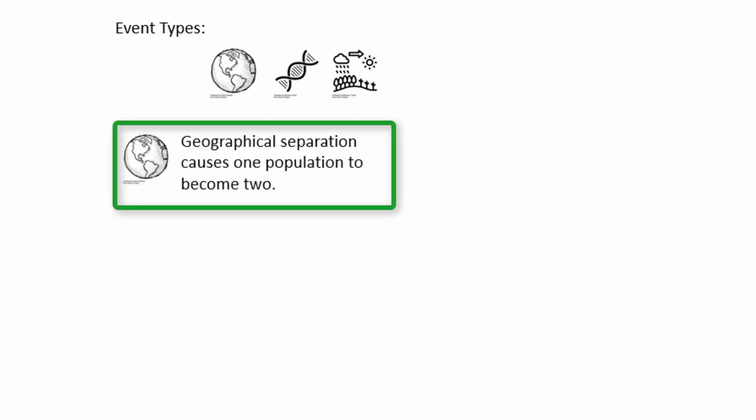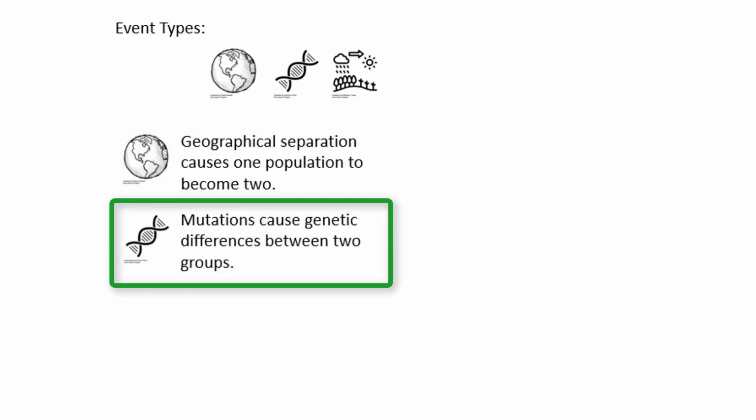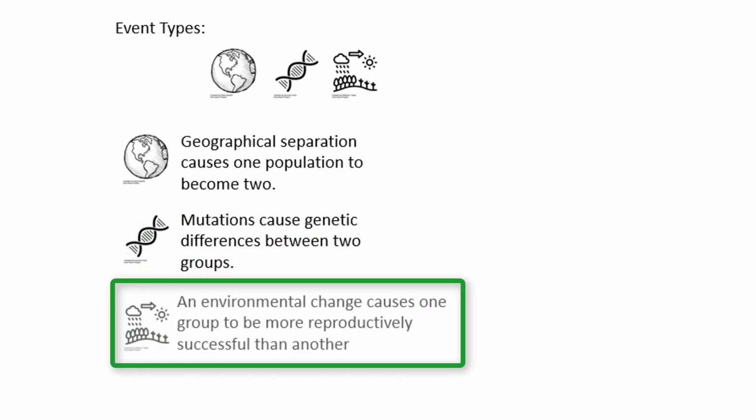There are three event types that can happen to these populations. Geographical separation causes one population to become two. Mutations cause genetic differences between two groups. Environmental changes cause one group to be more reproductively successful than another.